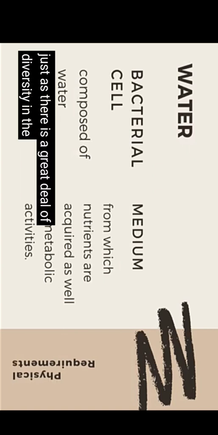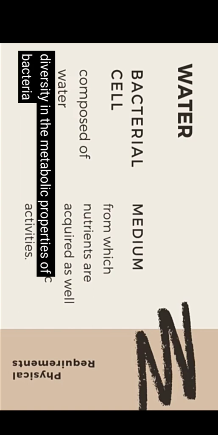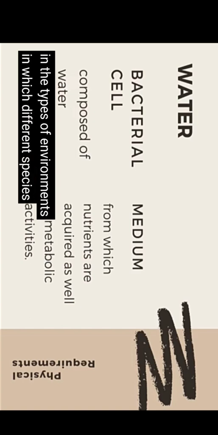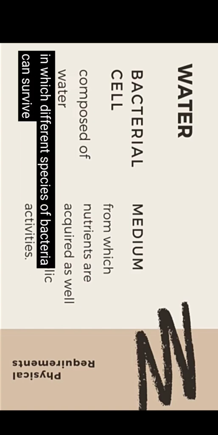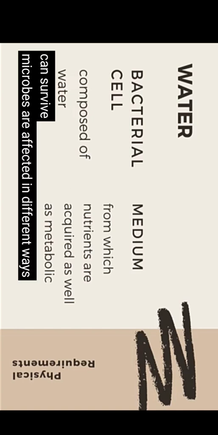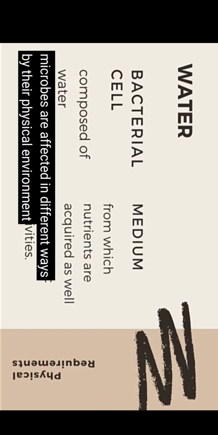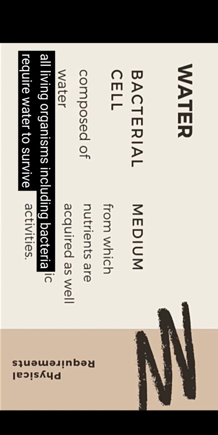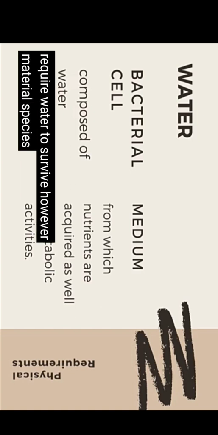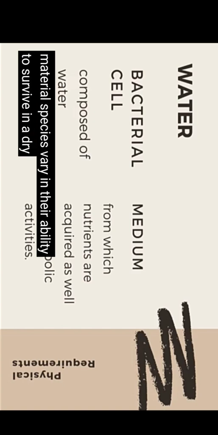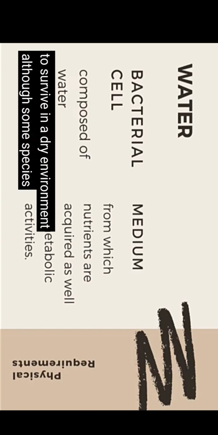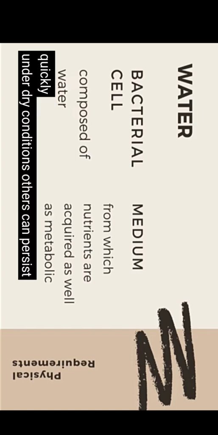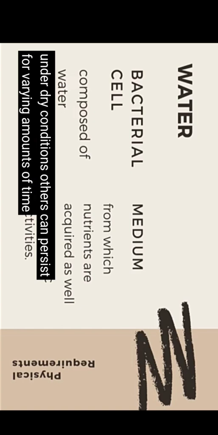Just as there is a great deal of diversity in the metabolic properties of bacteria, there is also a great deal of diversity in the type of environments in which different species of bacteria can survive. Microbes are affected in different ways by their physical environment. All living organisms, including bacteria, require water to survive. However, bacterial species vary in their ability to survive in a dry environment. Although some species will die quickly under dry conditions, others can persist for varying amounts of time.